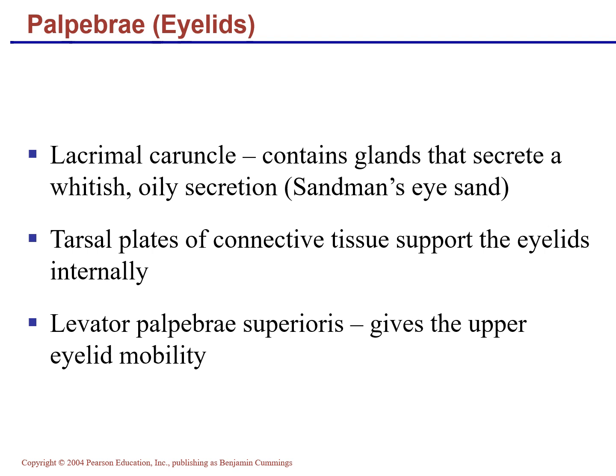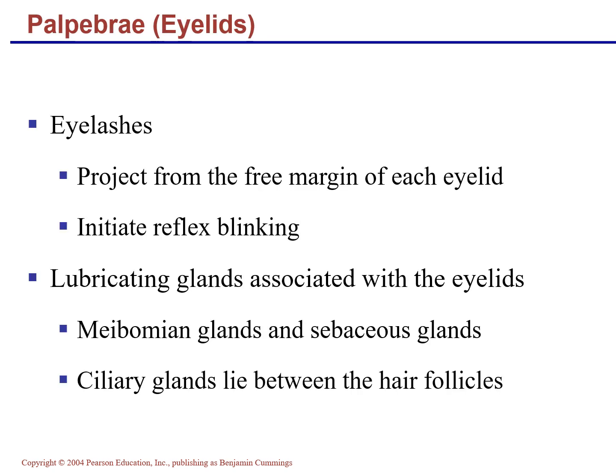And then you don't need to know this, but we have connective tissue supporting the eyelids internally on tarsal plates, and your levator palpebrae superioris gives the upper eyelid motility. Eyelids have eyelashes that protect the free margin of each eyelid, and they initiate the reflex blinking. You usually don't have control of your blinking, or you're not paying attention to the fact that you're blinking.